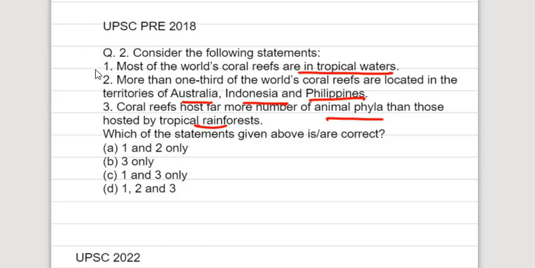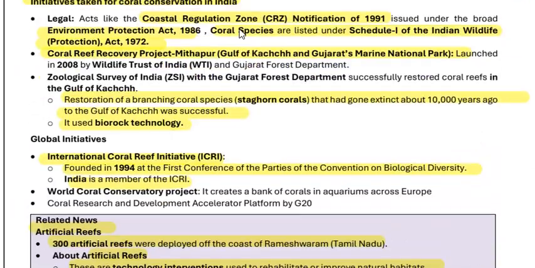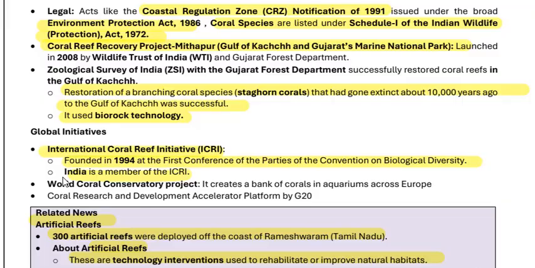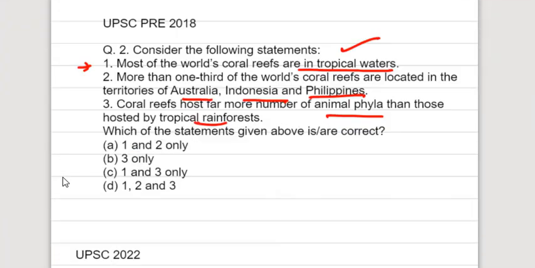Okay, let's see. The first here is, most of the world's coral reefs are in tropical waters. This is correct because we have seen the condition for the coral. This can be estimated from the condition for the coral. What is the condition given here? This is the warm temperature, that is 23 to 29. It means the coral can be generated in tropical water. This statement is correct. So option B, you can eliminate.